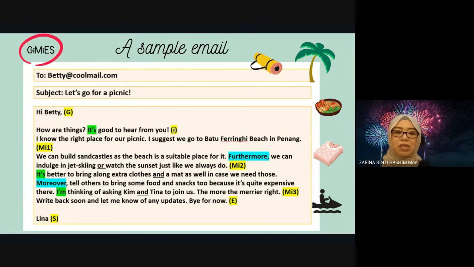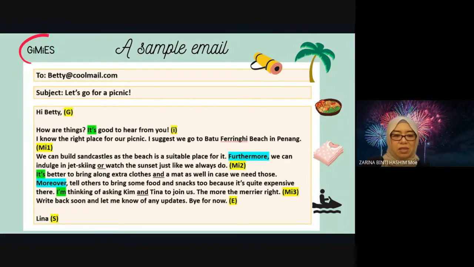Address to your friend. Remember just now the question, we want to write an email to your friend Betty. So this is your friend's email address, to betty@kumil.com. After that, subject. You can write anything that relates to going for a picnic. So let's say here I put it as let's go for a picnic. And then only we start with greeting. Hi Betty. Simple je, hi Betty.